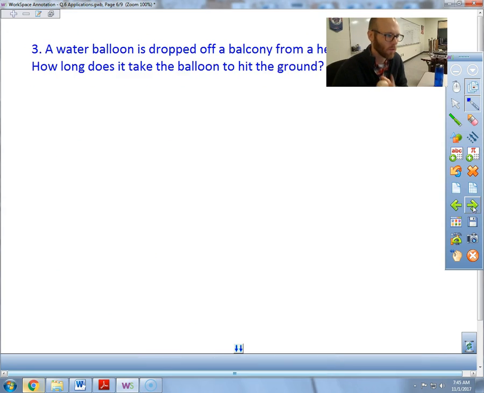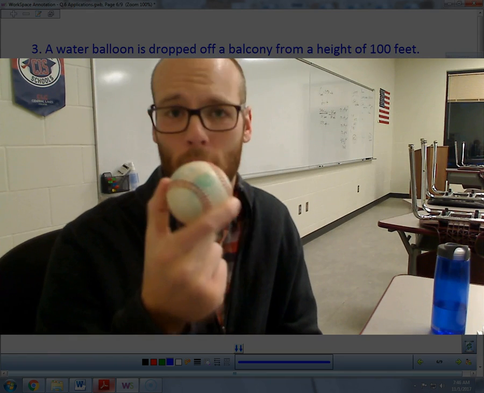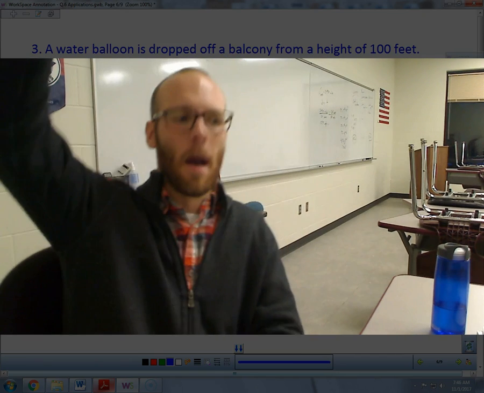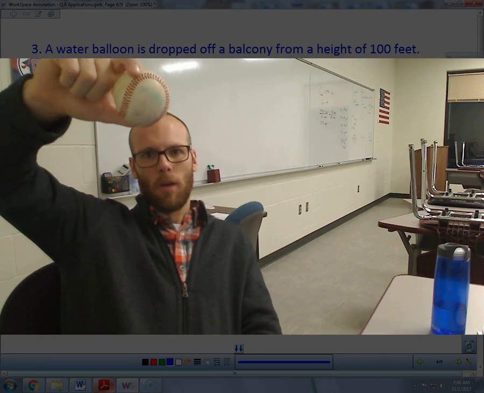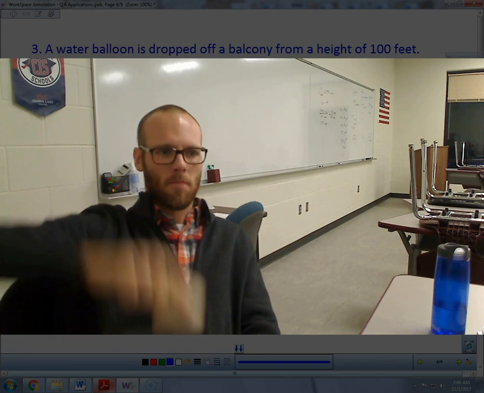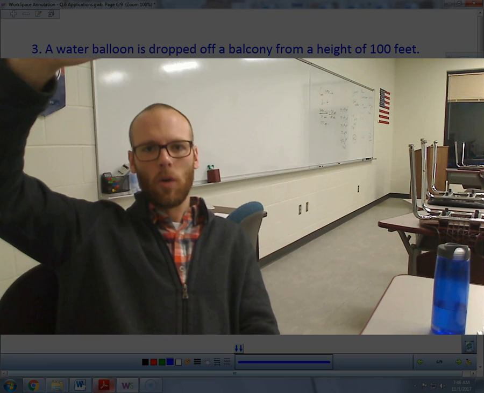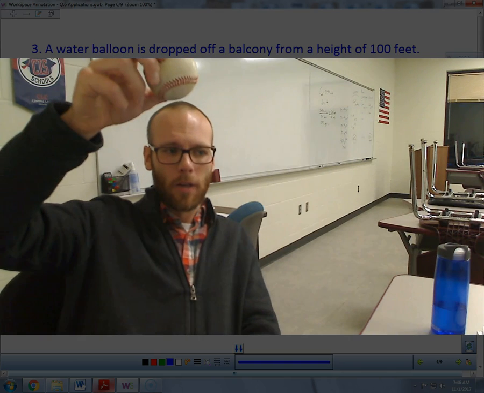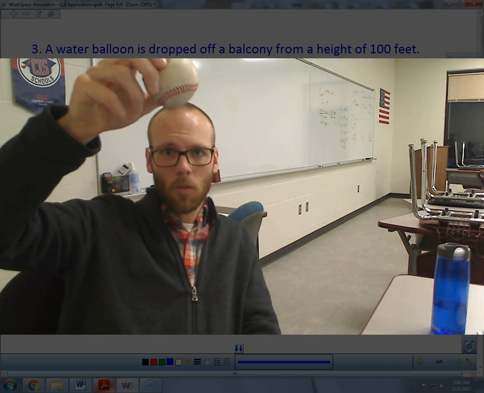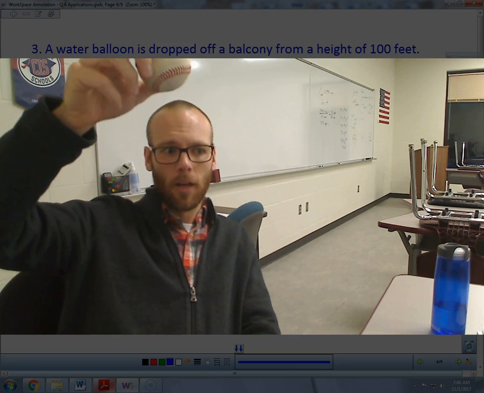So, first problem. A water balloon is dropped off a balcony from a height of 100 feet. How long does it take the balloon to hit the ground? I have a baseball here, not a water balloon. I'm not going to drop a water balloon right now. If I drop a water balloon or a baseball, there's again two things that we need to know according to that quadratic. We need to know the initial velocity. We need to know the initial height. If I'm just dropping it, what's the velocity? What's the speed of the water balloon when I let go? It's 0, isn't it?